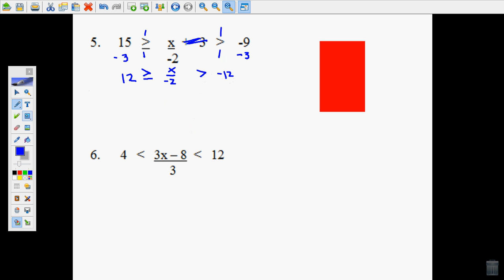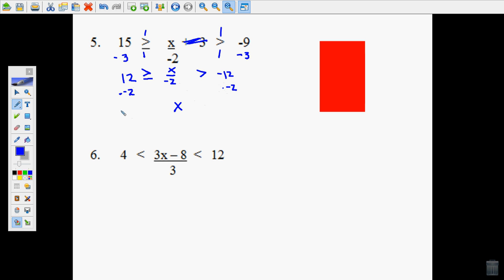Okay, now what would you do to solve the inequality x over negative 2 is greater than negative 12? Okay, you would multiply by negative 2. And so again, that's what we want to do here. We want to multiply by negative 2. And so we have to do that to both edges. So multiply this edge by negative 2, multiply this edge by negative 2.